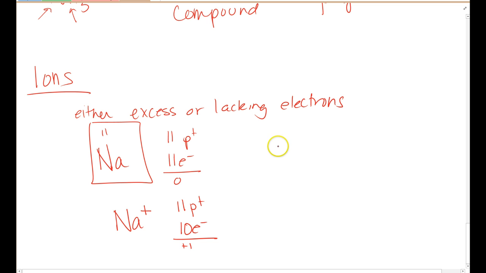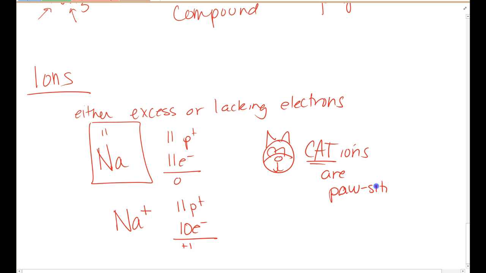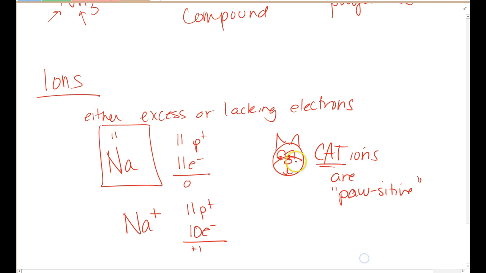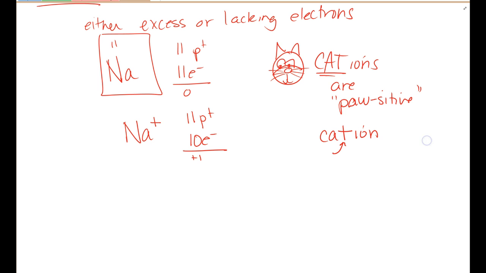A positive ion. Here's where I get to bring in my cat joke. Cat ions are positive. Cations are positive. Hooray for cat jokes. Positive ions are called cations. The other way to remember the difference between cation and anion is that cation has a positive sign right in the middle of the word. So that's a cation, a positive ion. That's when something has less than its neutral amount of electrons.